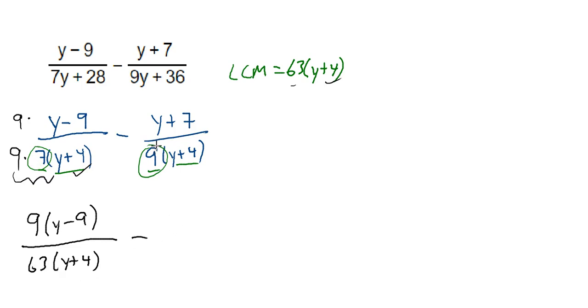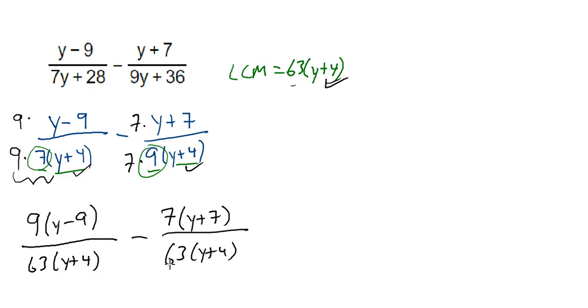Minus, we're going to do the same thing here. We already have the y plus 4, so we don't have to worry about that. All we have to worry about is making this 9 into a 63. And I can turn the 9 into a 63 by multiplying by 7. And if I multiply 7 to the bottom, I got to multiply 7 to the top. So we'll get 7 times (y plus 7) on top over 63 times (y plus 4) on the bottom. So now both of my denominators match the common denominator. Since they're the same, I can go ahead and subtract here. So let's go ahead and do that.